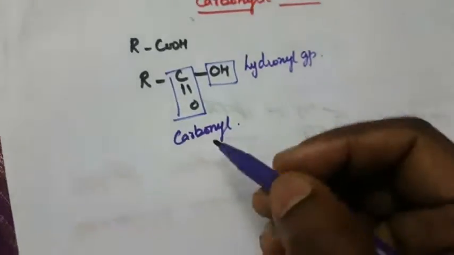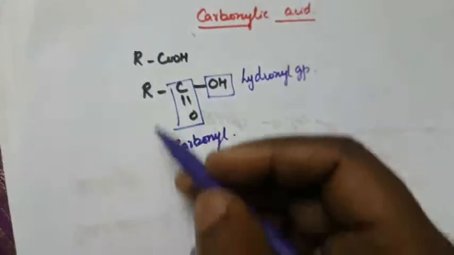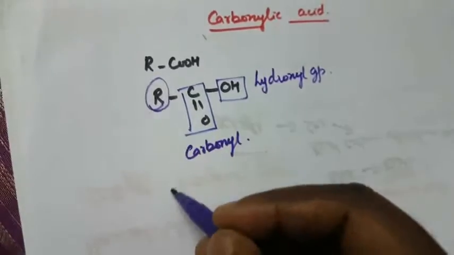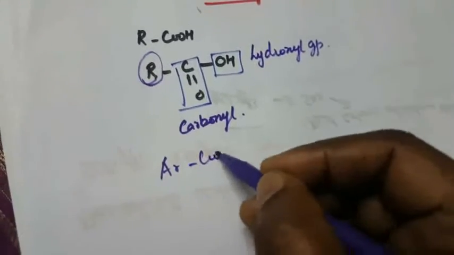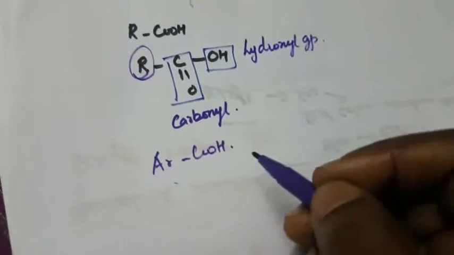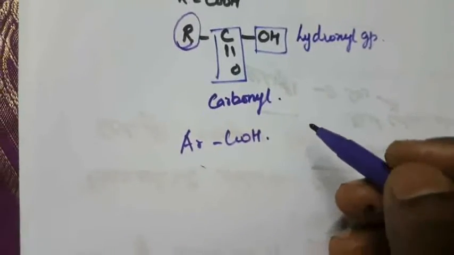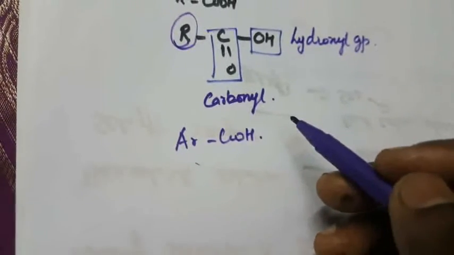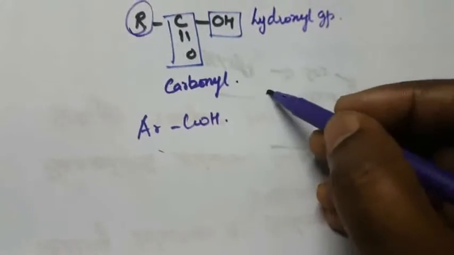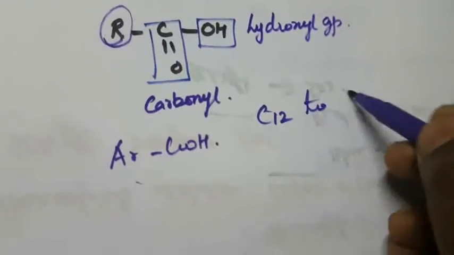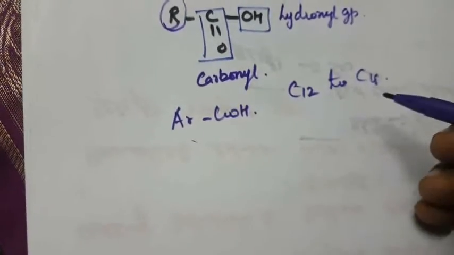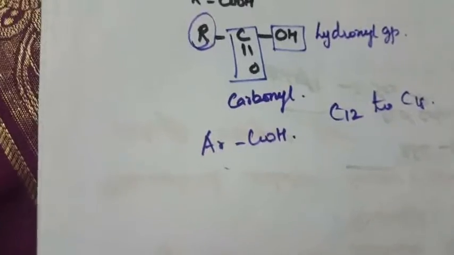Carboxylic acid can be aliphatic or aromatic. Depending on the alkyl or the aryl group attached to the carboxylic carbon, it can be classified. The higher members of carboxylic acids, that is C12 to C18, mainly occur as fatty acids and esters of glycerol.